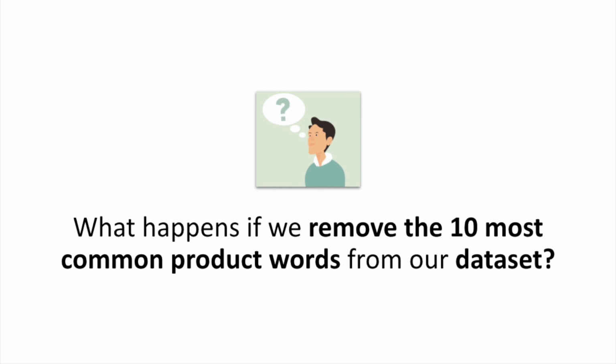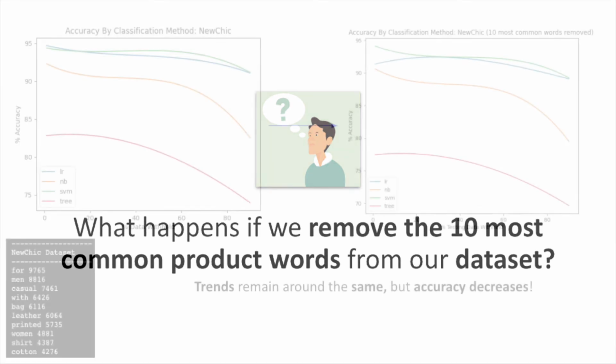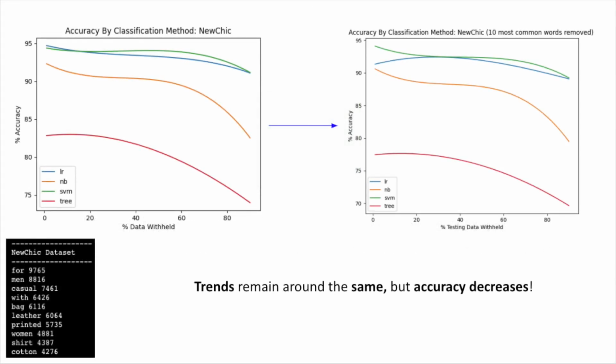What would happen if we took the top 10 most common words in our dataset and omitted them completely? On the bottom left, you can see the top 10 most common words that appeared in the dataset, as well as the number of times they appeared in our New Chic dataset. The graph on the left includes the accuracies for the unaltered dataset, and the graph on the right shows the accuracies for the new dataset with all instances of the 10-word list removed from the product names.